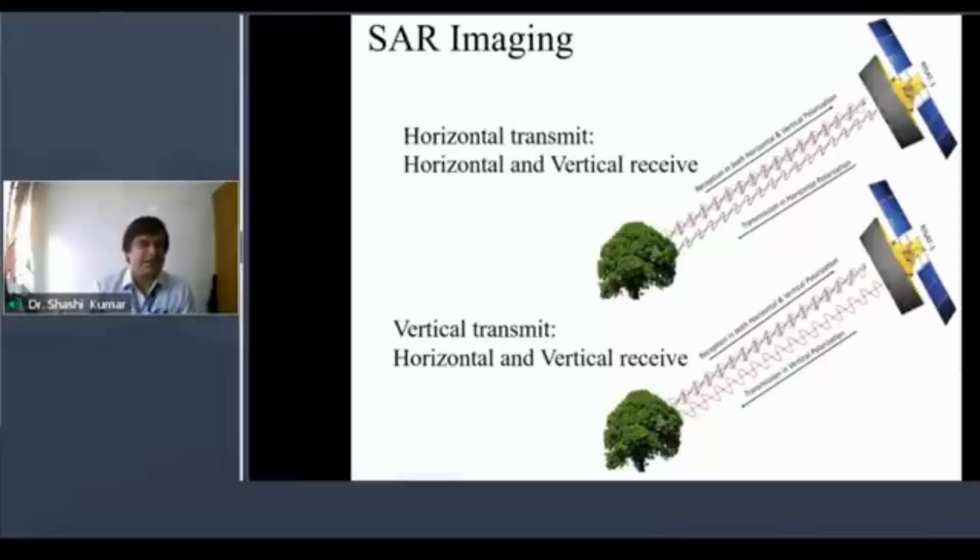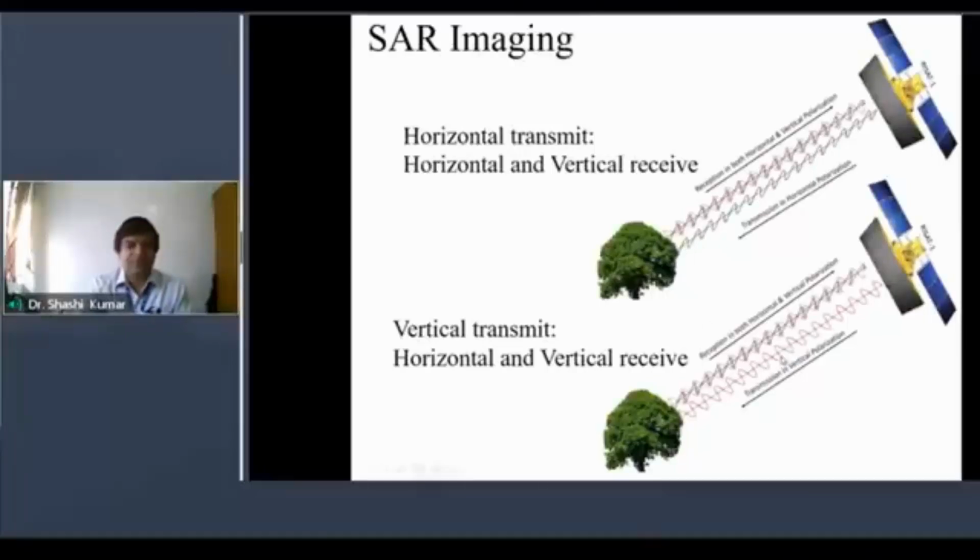So here, horizontal polarization will be represented by H and vertical polarization by V. From a single transmission of horizontal polarization, we have two received polarimetric combinations, for horizontal and vertical polarizations. It means that we will have two polarimetric combinations, HH and HV, which are generated from a single transmission of horizontal polarization.